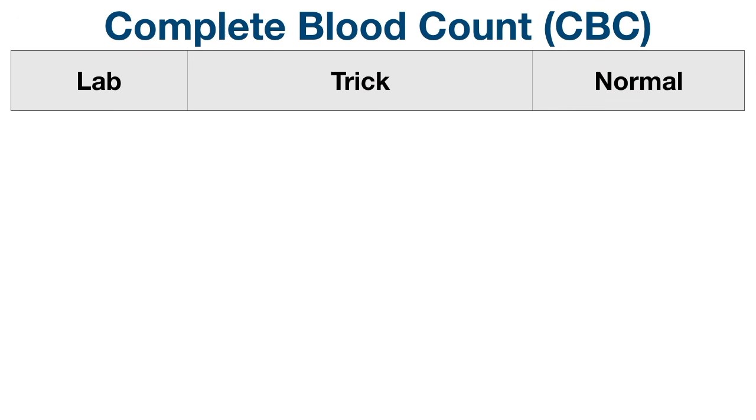Next, we have a complete blood count, or CBC. This generally tells you your white blood cell count, red blood cell count, hemoglobin and hematocrit, and platelet count, along with other differential information.